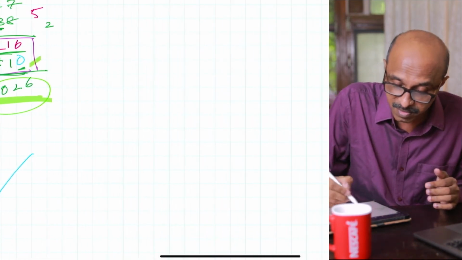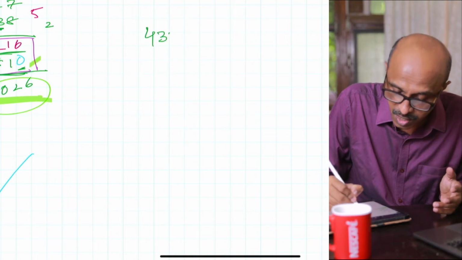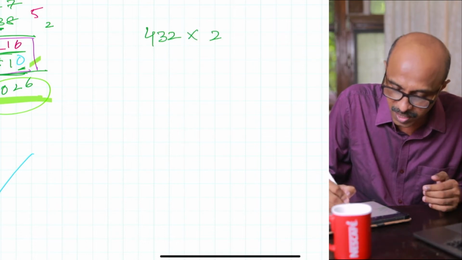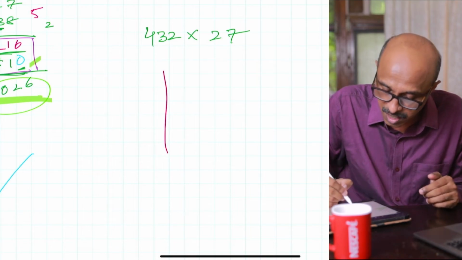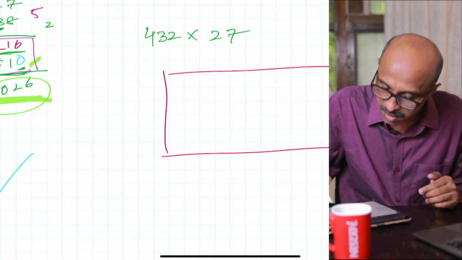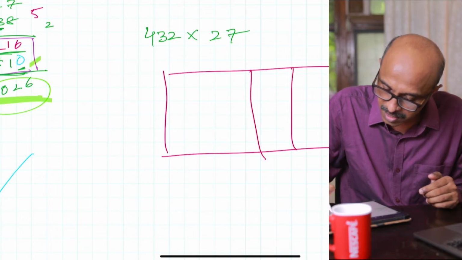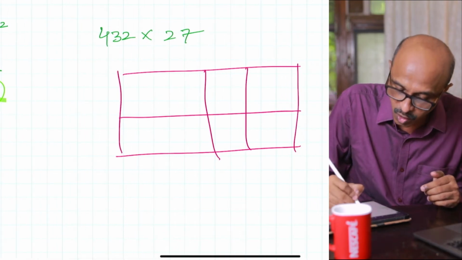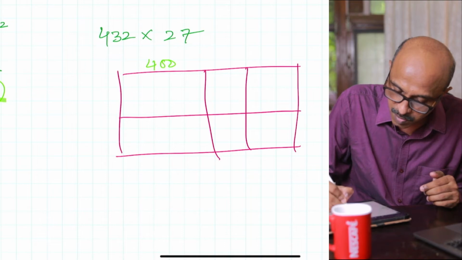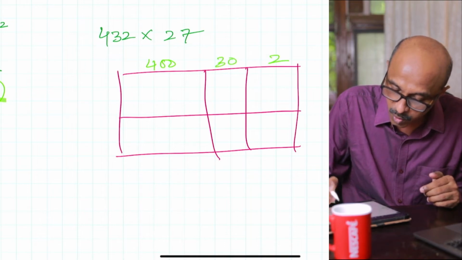So if you have some number like 432 times, let's say 27 again, it's a 3-digit number and a 2-digit number. Let's try the grid method. I'm just going to make a grid, a rectangle, and let me see whether I can chop it off in somewhat realistic measures. Earlier my rectangles were not right. So this is going to be 400, this is going to be 30, and this is going to be 2. I hope you understand the technique.